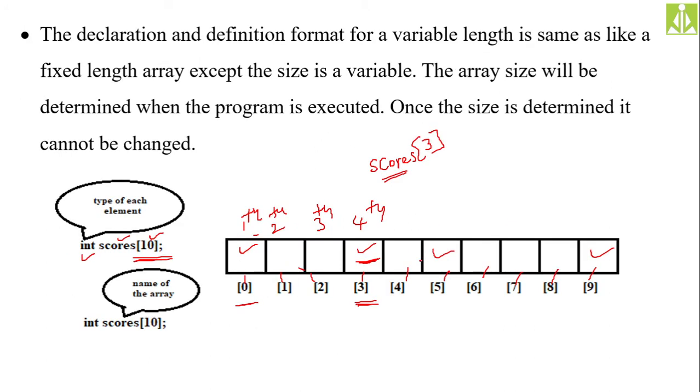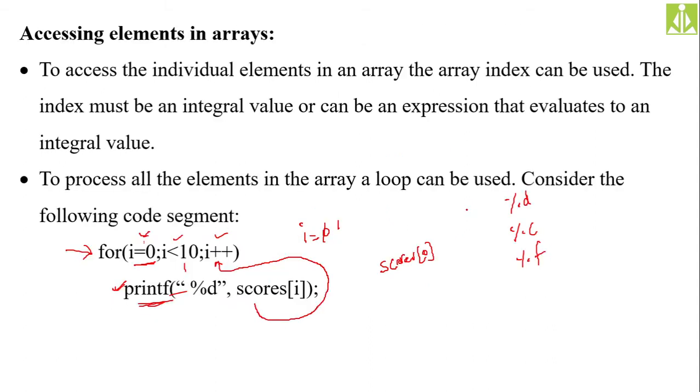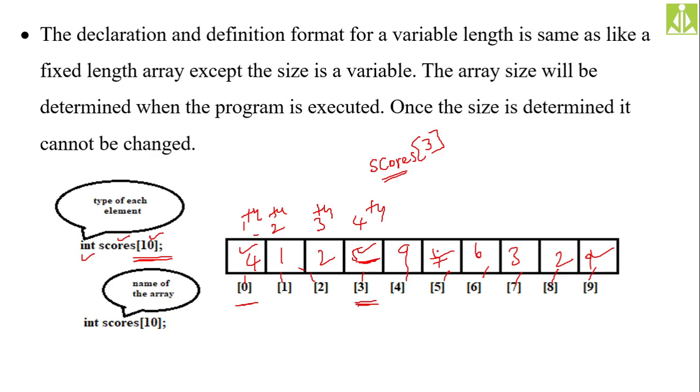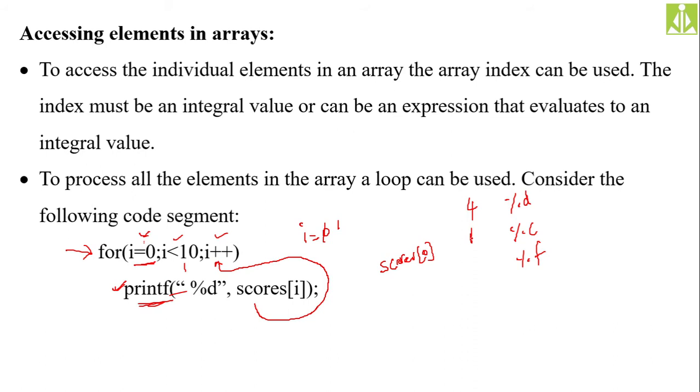So let us take the example over here. I'm keeping some values over here. This is 4, this is 1, this is 2, this is 5, this is 9, this is 7, this is 6, this is 3, this is 2 again, this is 9 again. Like this I have taken all 9 values. So first scores of 0 was printed, so 4 it has printed on the output screen. Then scores of 1 it is printing now, because i value is 1. So scores of 1 is 1 only, that 1 it will print.